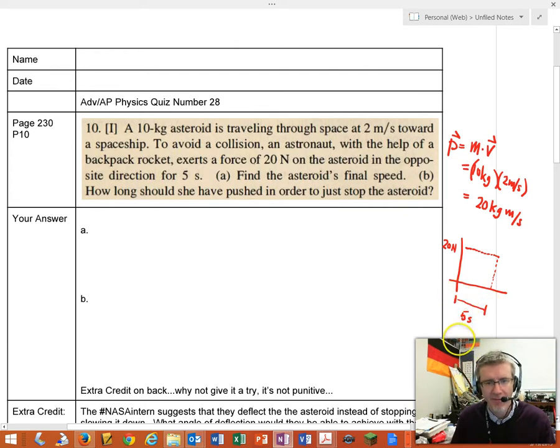The area under that curve is my impulse, so we've been calling impulse J. Again, it's a vector equation. J equals 20 newtons times 5 seconds. And if this is positive, let's say the asteroid is going in the positive direction. This is its velocity. Then the astronaut is going to exert an impulse in the opposite direction.